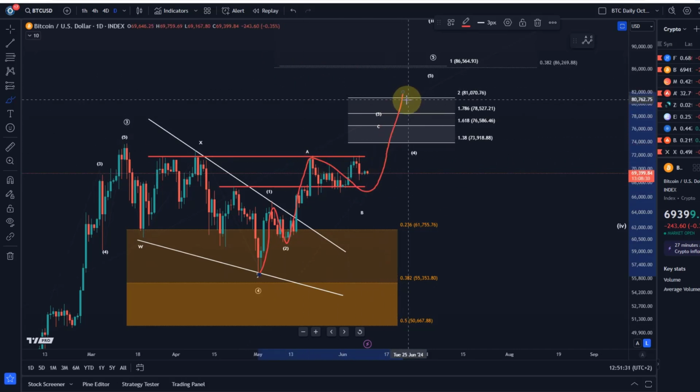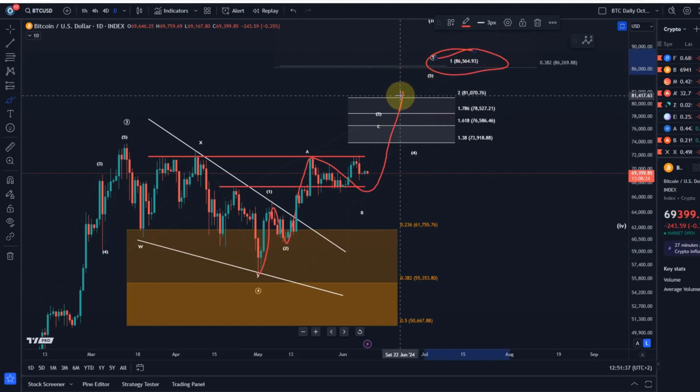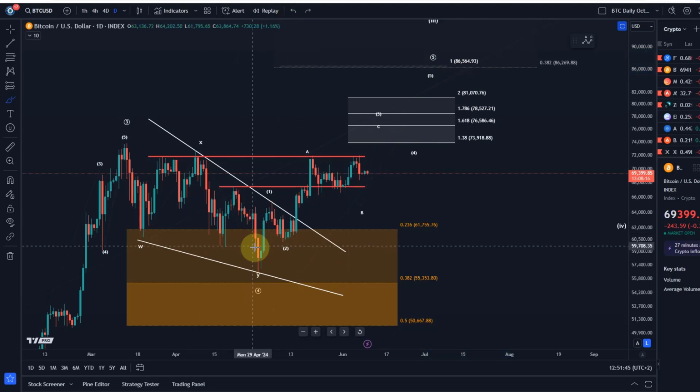But then we will have problems getting to the 85 to 86K area, which is the next larger degree Fib level or area. So this makes sense to me. It also sends the price up there. I mean, it's not that this has to play out. This has morphed into a diagonal pattern, and diagonal patterns are very much prone to changes.